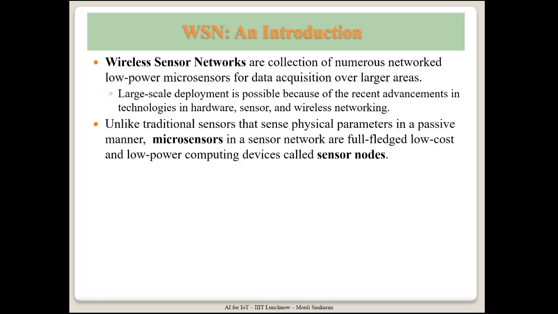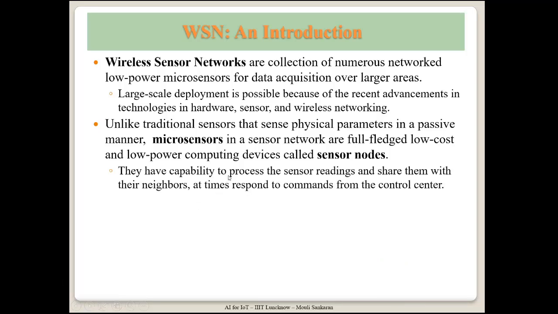That's why in yesterday's lecture I showed you some devices like this and then sensors also. So the sensors also participate in communication. Though we call them sensor nodes, do not think that they are dumb sensing devices. They have the capability to process the sensor readings as well as share them with the neighbors. At times they even respond to commands. Maybe they may measure some different quantities based on the command coming from the control center.